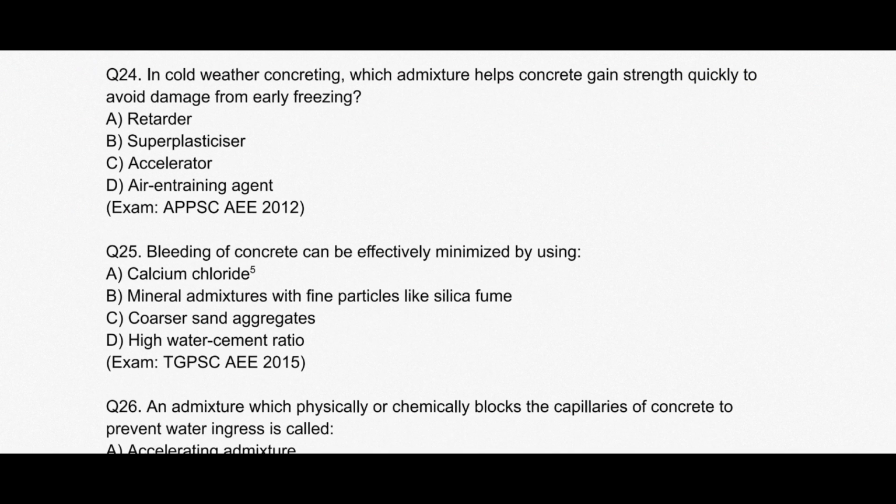24th question. In cold weather concreting, which admixture helps concrete to gain strength quickly to avoid damage from early freezing? Option A, retarder; option B, super plasticizer; option C, accelerator; and option D is air-entraining agent. So the answer is option C, that is accelerators, we use. With an accelerator, we get quick strength gain.